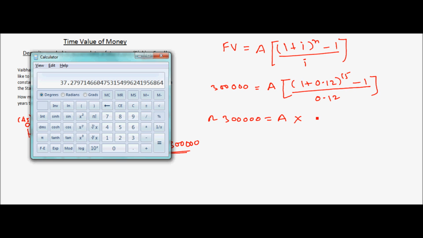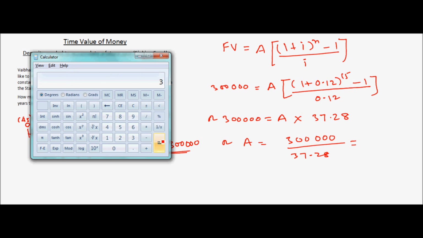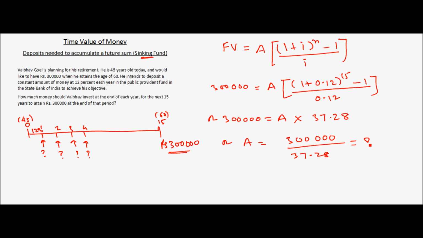So this is 37.279. Let's round it off to 2 decimal points: 37.28. Or let's have A on one side. So A is equal to 300,000 divided by 37.28. So 300,000 divided by 37.28 is 8047.21.